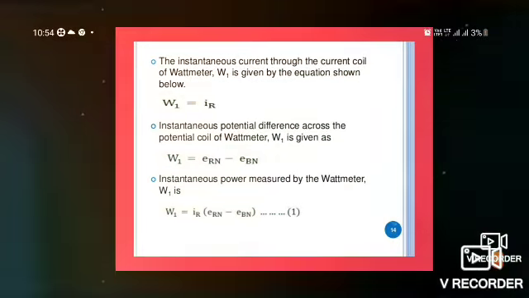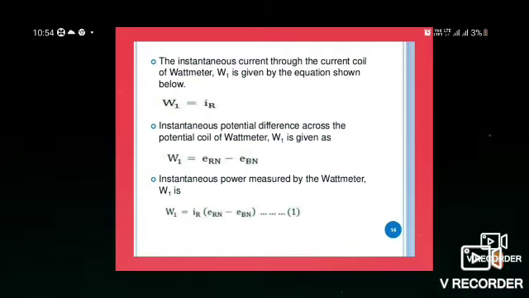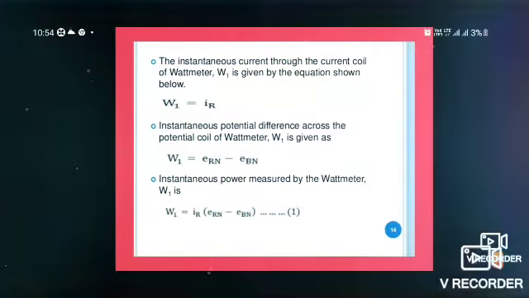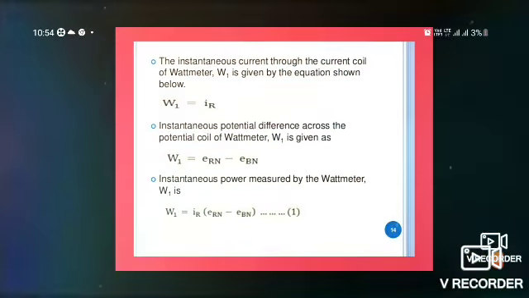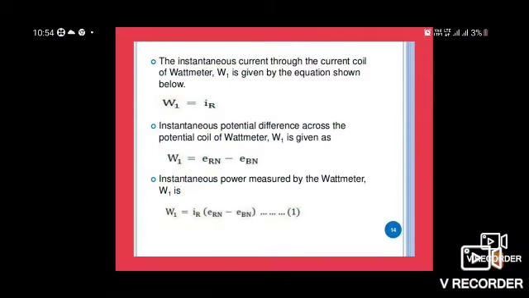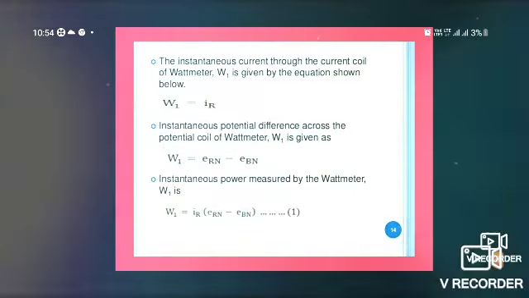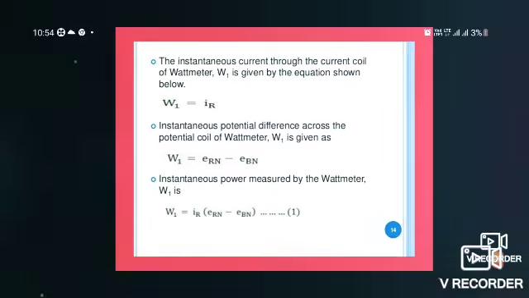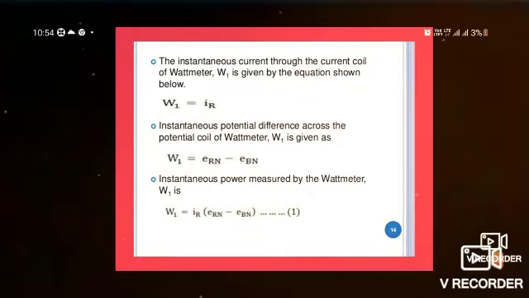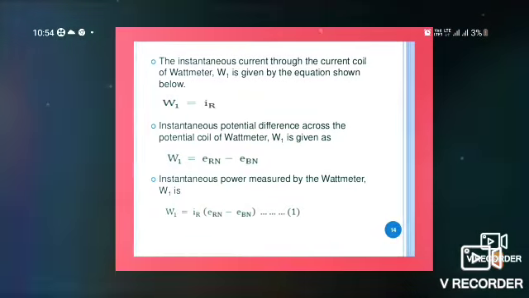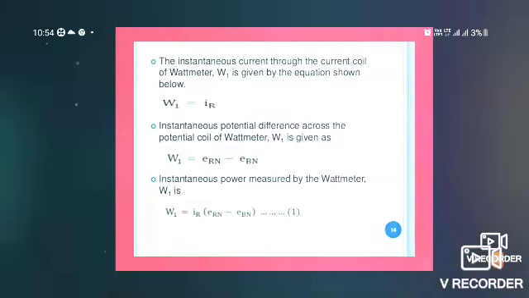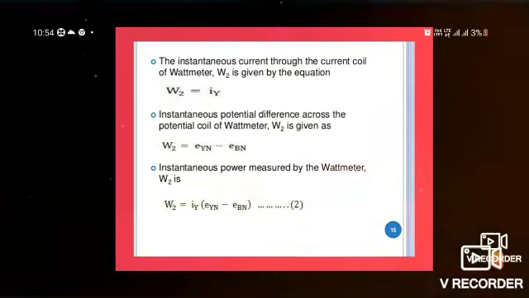in which the instantaneous current through the current coil of wattmeter W1 is given by IR. Similarly, the instantaneous potential difference across the potential coil of wattmeter W1 is given as ERN minus EBN. So the instantaneous power measured by the wattmeter W1 is IR into (ERN minus EBN).